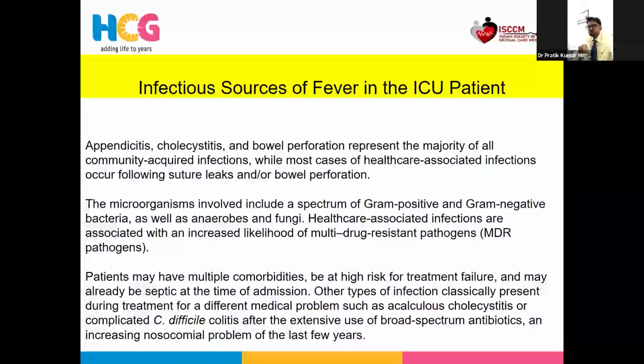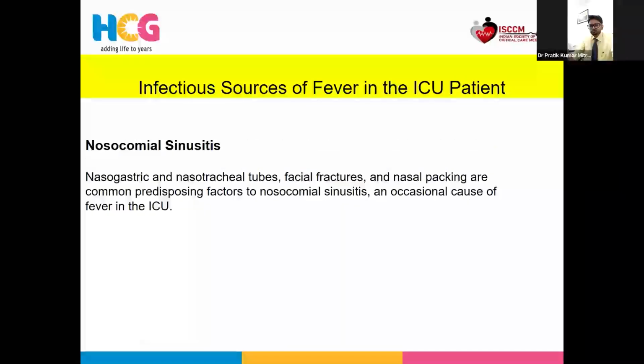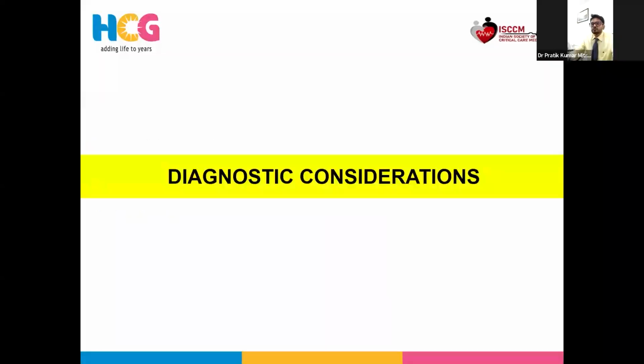Hospital-associated infections may be caused by multi-drug resistant pathogens. Patients may have multiple comorbidities, be at high risk of treatment failure, and may already be septic at the time of admission. Sometimes extensive use of antibiotics may cause Clostridium difficile colitis. Nasogastric and tracheal tubes, facial fracture, and nasal packing can cause nosocomial sinusitis.